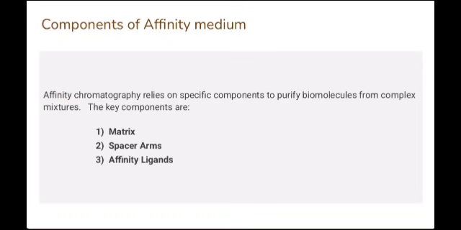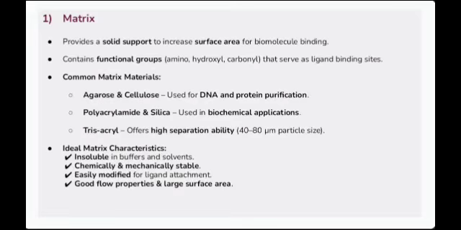Affinity chromatography depends on three main components: the matrix, the spacer arm, and the affinity ligand. Each of these plays a vital role in ensuring selective and efficient purification. The matrix. The matrix is the solid support onto which the ligand is attached. It is usually in the form of small beads that provide a large surface area for interaction. An ideal matrix should be insoluble in buffers and solvents.